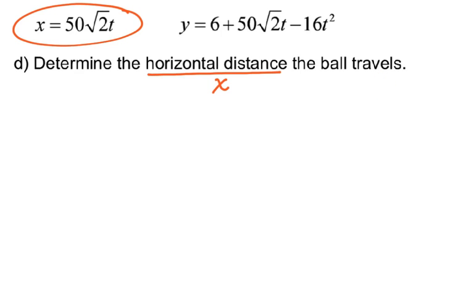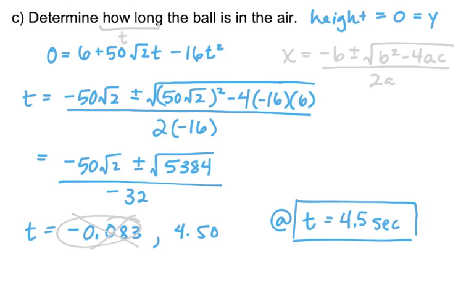Now, of course, we know in the real world that ball would hit the ground and maybe roll or go into the ground a little bit. But here it's just going to stop when it hits the ground. So that would be at t equals, what t time did we find? 4.5 seconds. So at t equals 4.5 seconds.